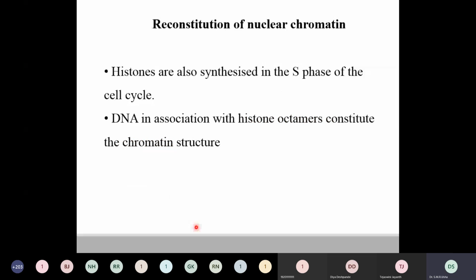The last is reconstitution of nuclear chromatin. See, DNA does not exist as naked DNA inside the nucleus. It exists along with the histones. So during S phase itself, histones are also synthesized, and both histones and DNA associate to form a chromatin structure. So this is the last step, reconstitution of nuclear chromatin. This is all regarding the steps of replication.